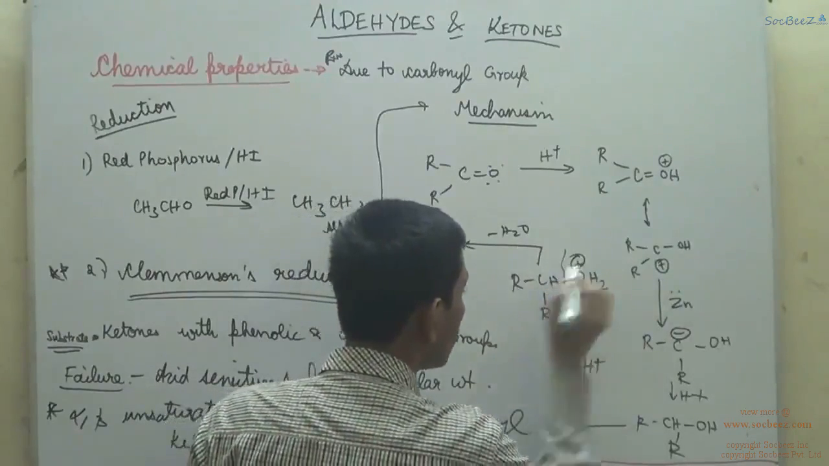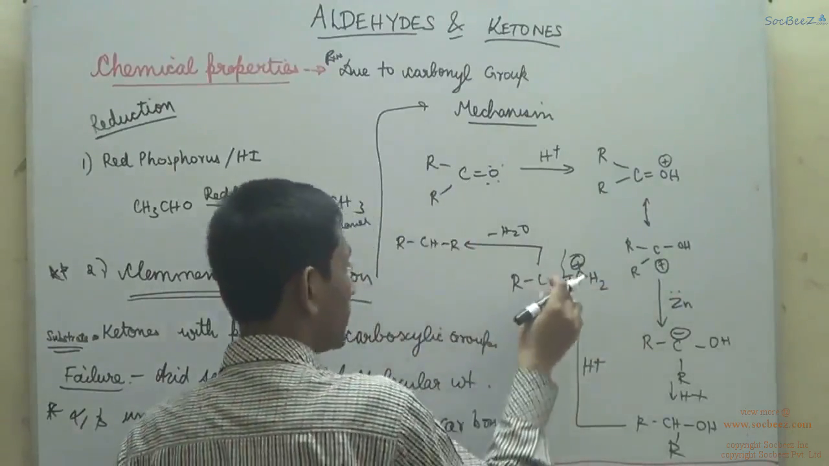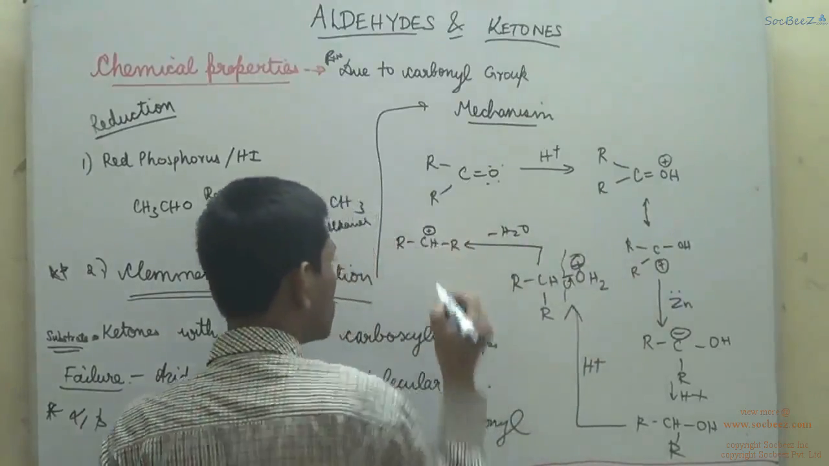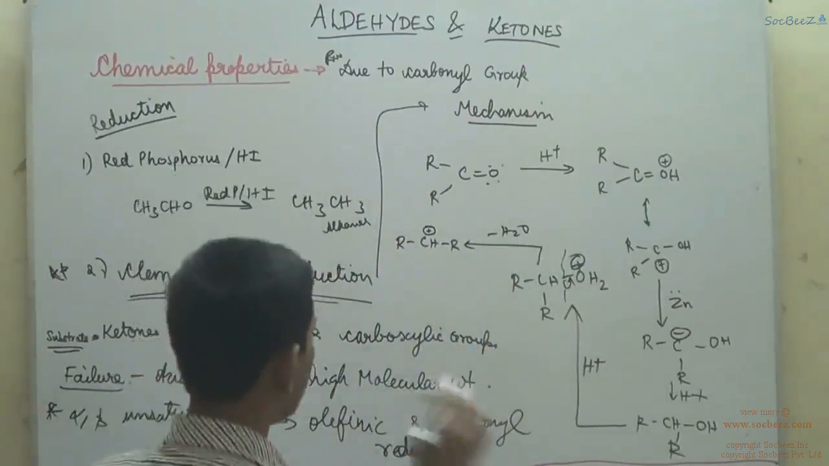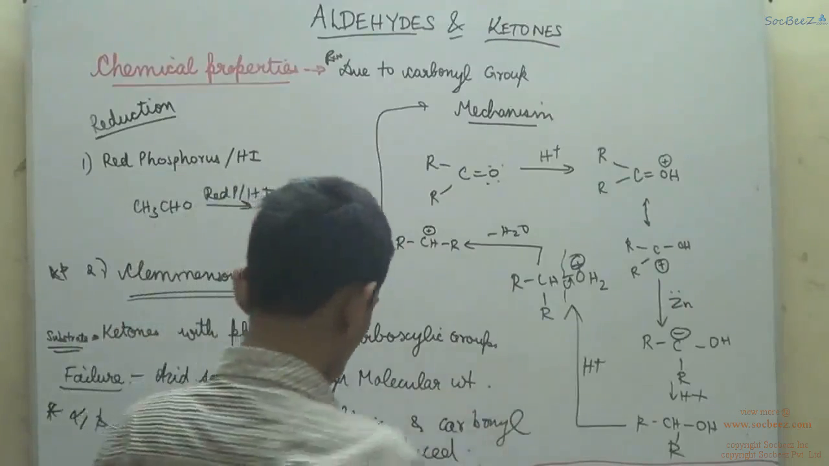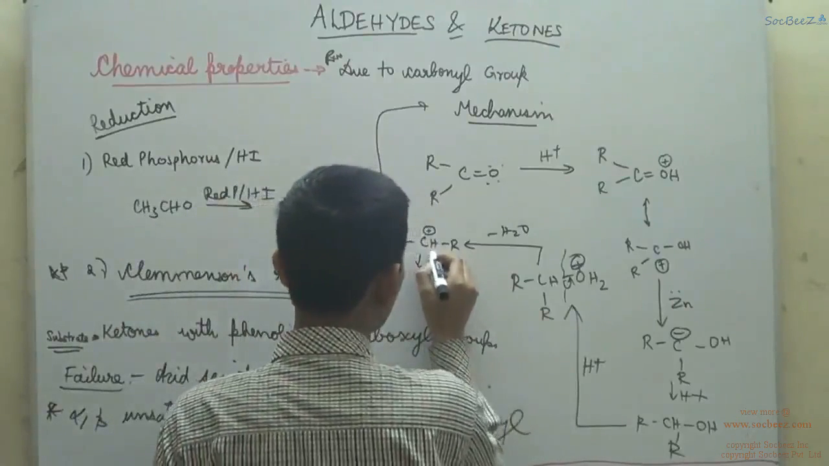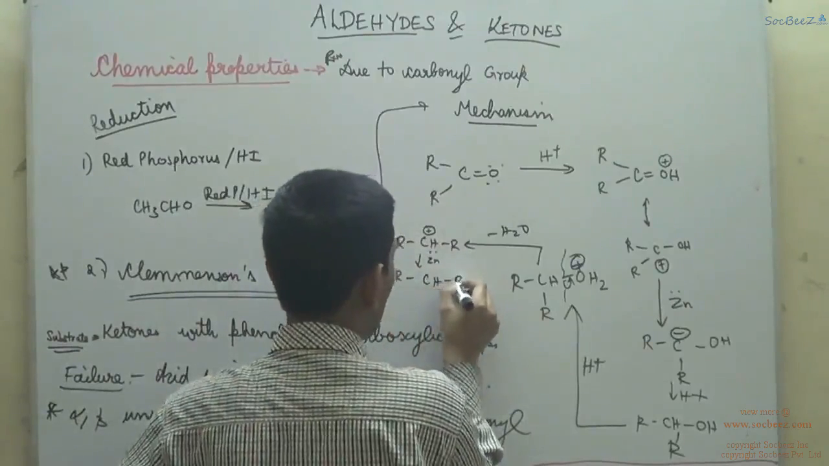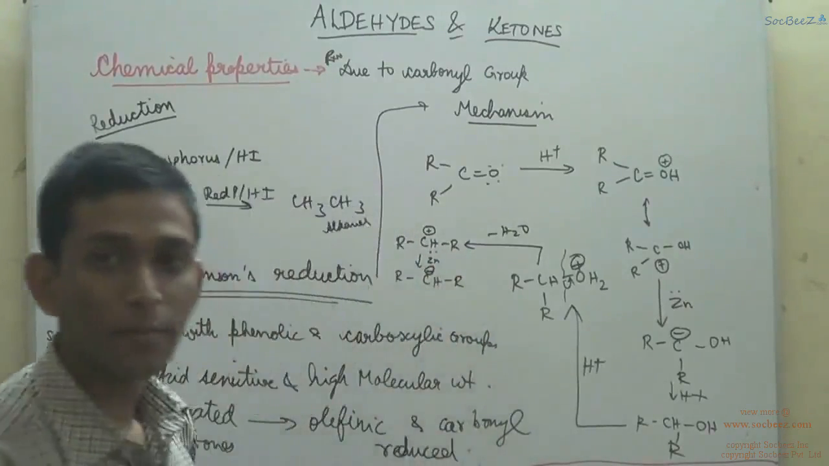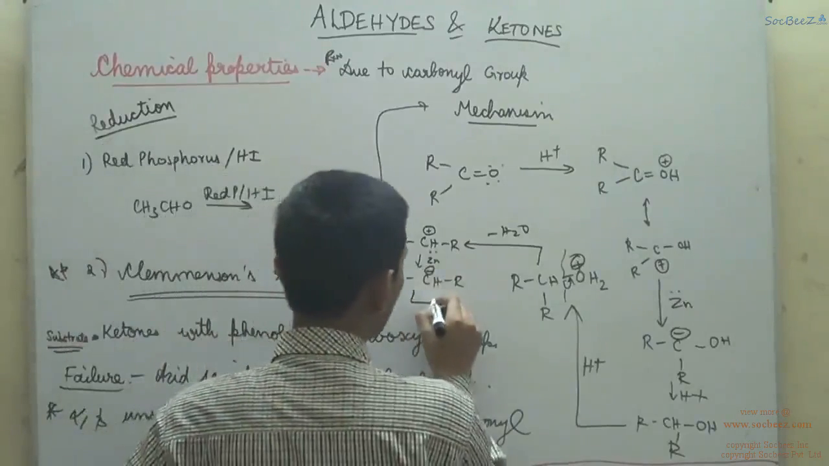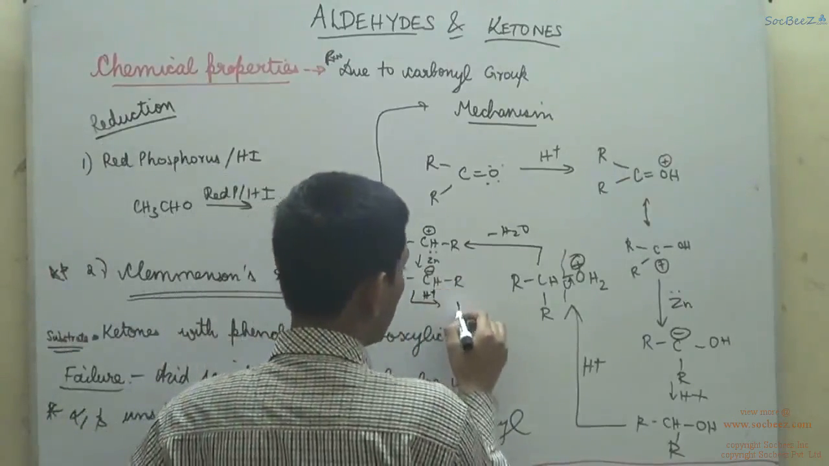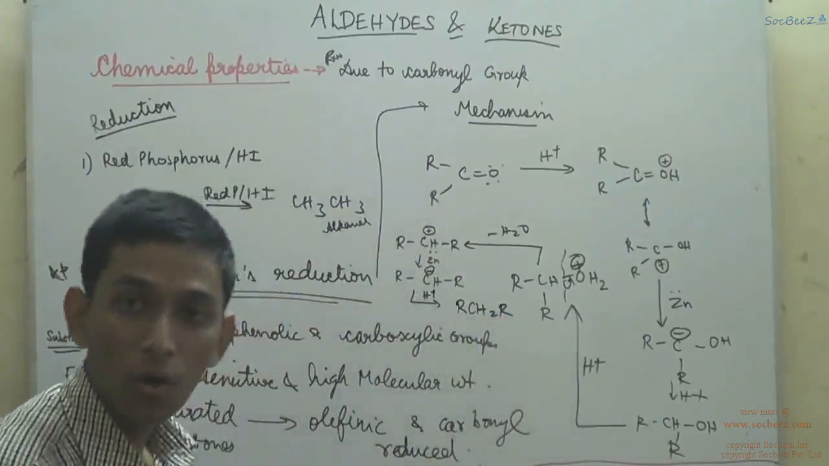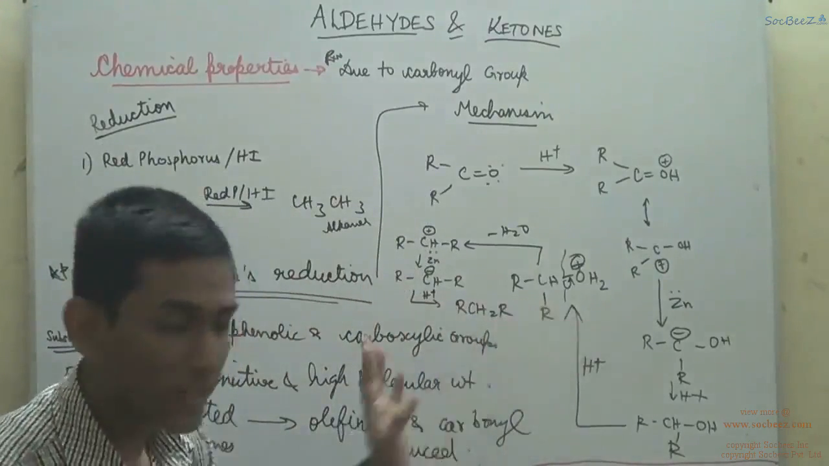This goes here, so the water molecule goes out. Then this pair of electrons shifted, that means oxygen takes it and goes away. So you get a positive charge on this. Again the story continues. You have zinc over here, it donates the pair of electrons, then you get CHR with a negative charge, and being in acidic medium, it picks up a hydrogen ion and forms RCH2R.